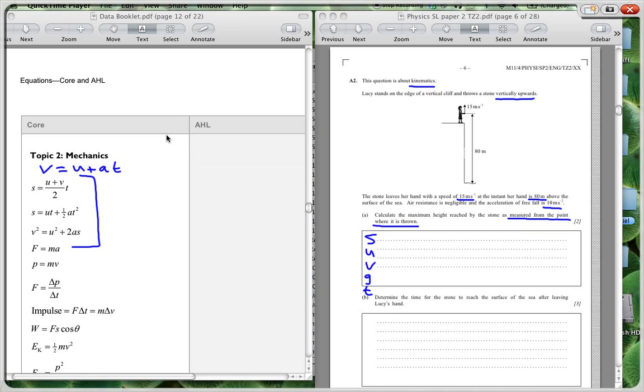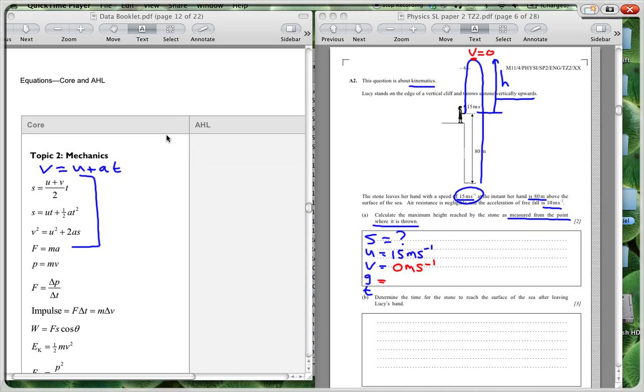We are looking for the height, because this ball is going to go up a certain amount and then it's going to come down. We're looking for this height here, which we're going to view as our S. So this is what I'm wanting to find. What is my U? My U is 15 meters per second. Your U is your initial, your V is your final. So at the top it stops, so your V there is 0 meters per second.